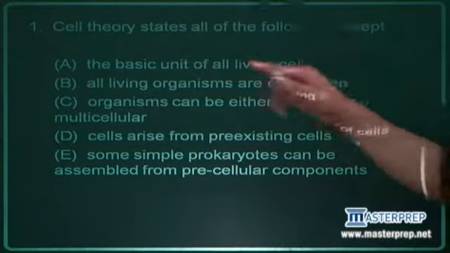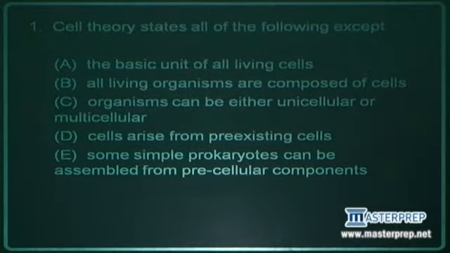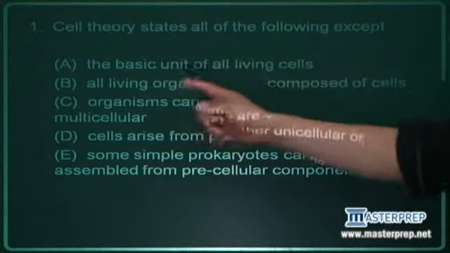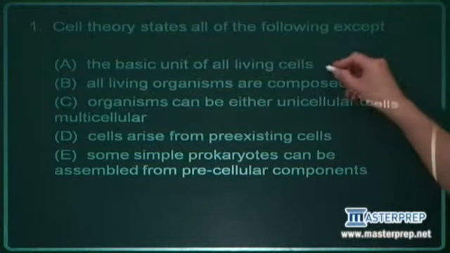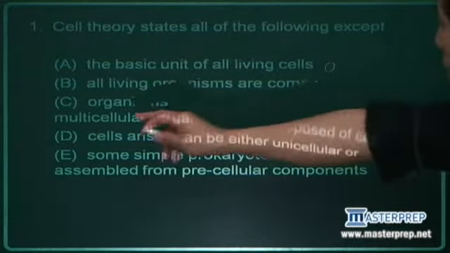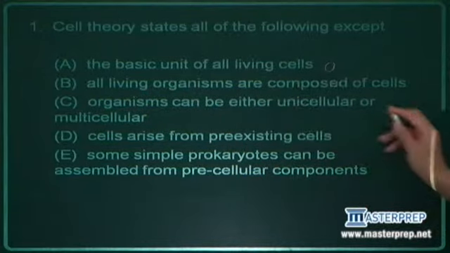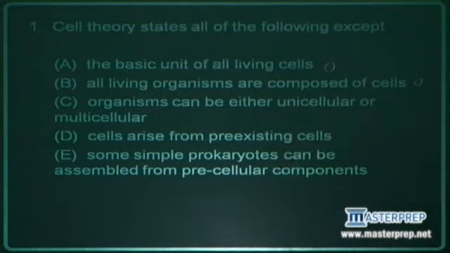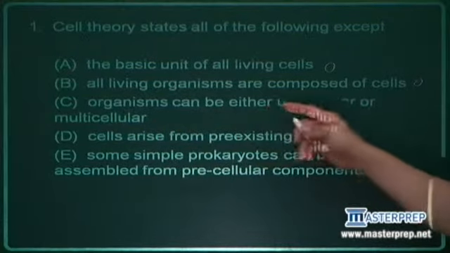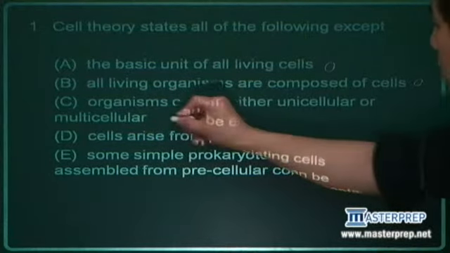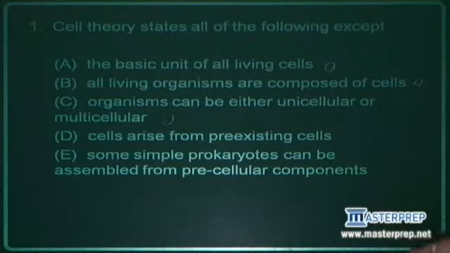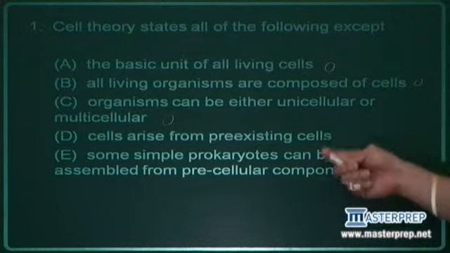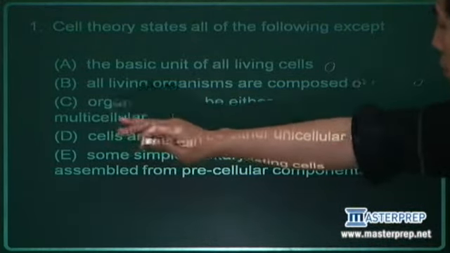Number 1, cell theory states all of the following except A, the basic unit of all living cells, right? Cell is the basic unit of all living cells, so this is correct. B, all living organisms are composed of the cells. This is correct, basically the same as the A. And the C, organisms can be either unicellular or multicellular, right? Unicellular can be prokaryotes and some eukaryotes, such as the amoeba or the paramecium, which are protists, and the multicellular are most of the eukaryotes.